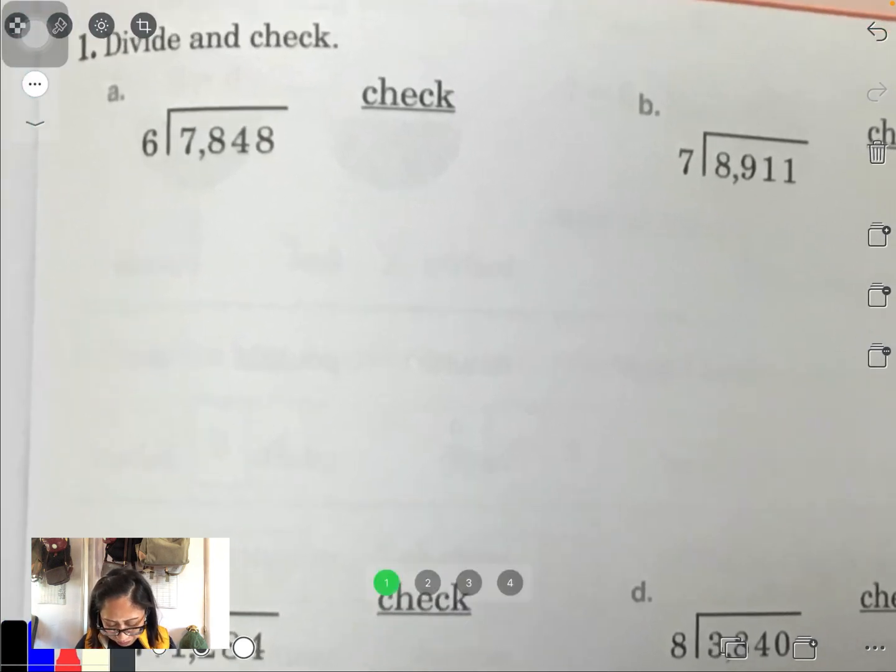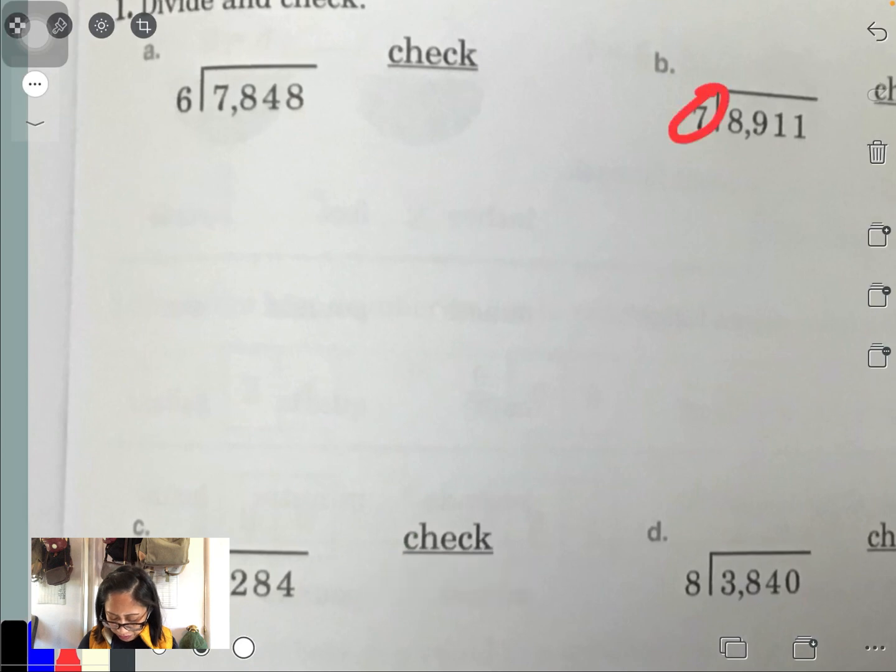We will do 1A and 1D, and at our Zoom meeting we'll do B and C because they're both 7s. So as you can see, they're both 7s in the divisor. So we'll just do B and C at our Zoom meeting. And right now, A.